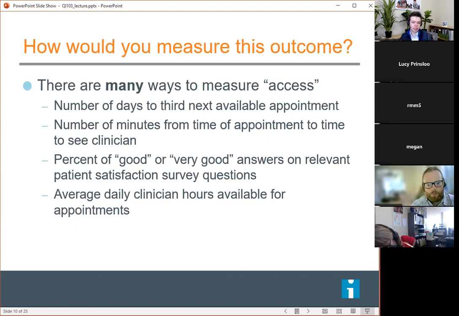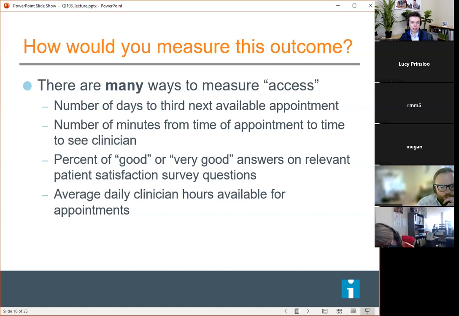Number of minutes from time of appointment to time to see clinician. So that's like a waiting time sort of access measure. Percent of good or very good answers on relevant patient satisfaction survey questions. Because of course, some people have tolerance for waiting longer than others. And at the end of the day, I guess what we want to do is meet the expectations of patients. And so that might actually help there.